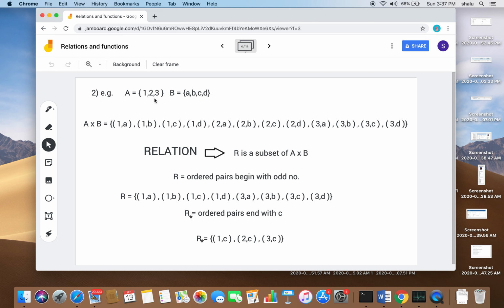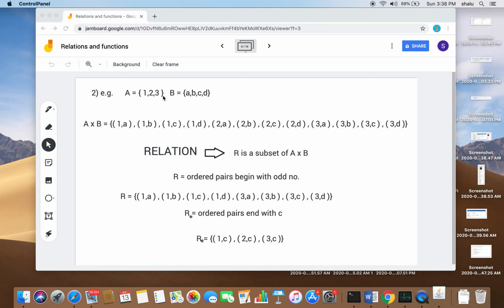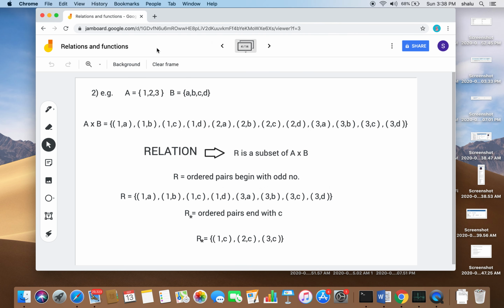Again, 2 can be paired up with all 4 elements like 2a, 2b, 2c, 2d. And last, 3 will be paired up with all 4 elements: 3a, 3b, 3c, 3d. In this way, we get 12 total pairs, right? So, this is how we write A cross B. Now, considering the same example, we will define relation here.